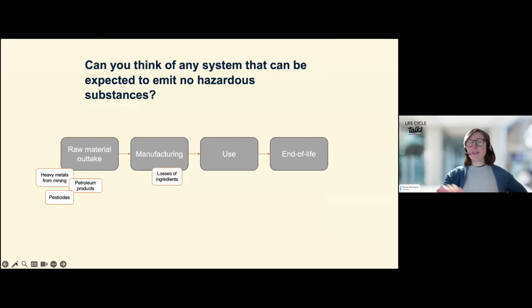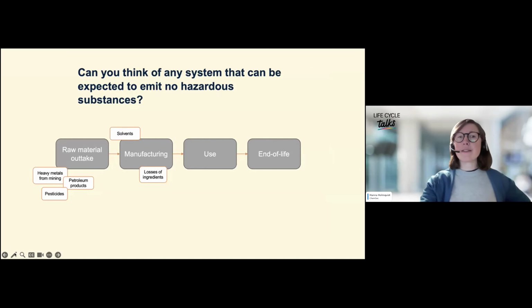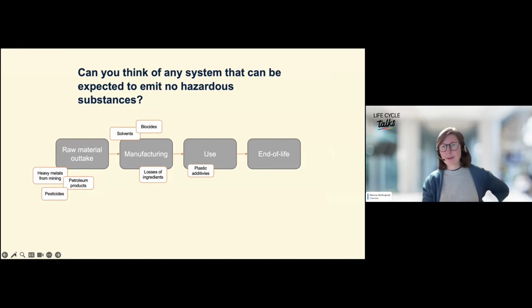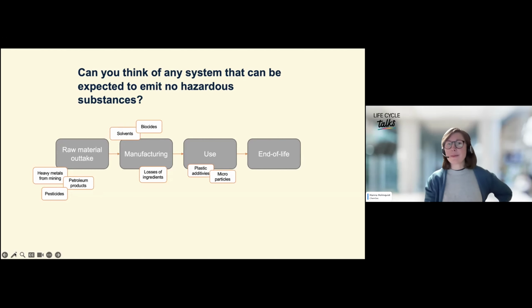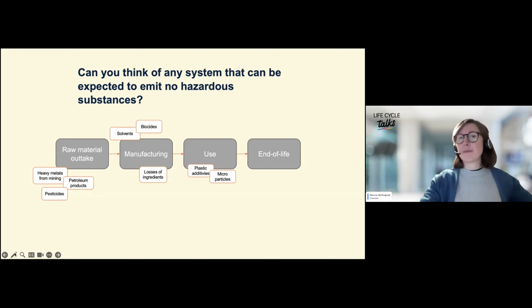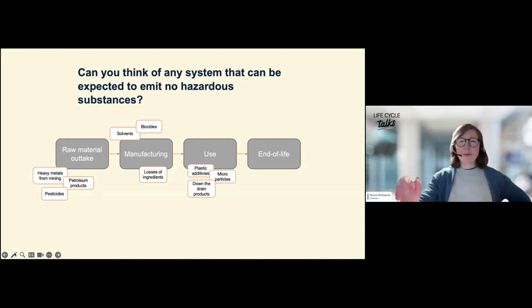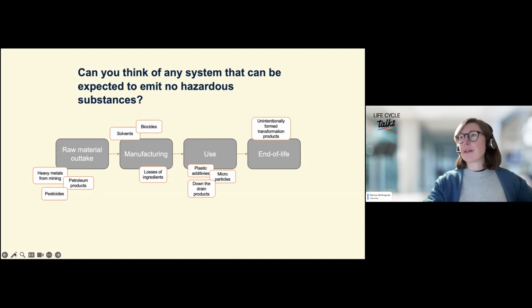If it's a bio-based system, we could have pesticide use. The manufacturing could include losses of ingredients or auxiliary chemicals such as solvents or biocides if these need to be used in the manufacturing. The use stage, if you have a plastic product, it could lose additives over time. For example, if you have a soft plastic product, you know it goes frail over time. It lost its softener. We could have wear and tear causing the emission of microparticles, for example, from your outdoor garments. And then, of course, we have the down the drain products, a shampoo or a cleaning agent, and it goes straight to the wastewater.